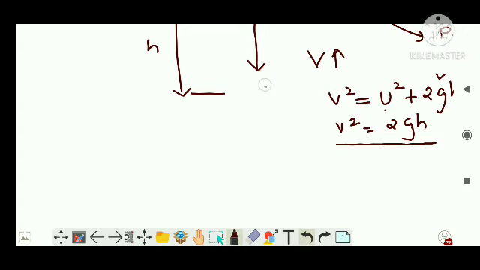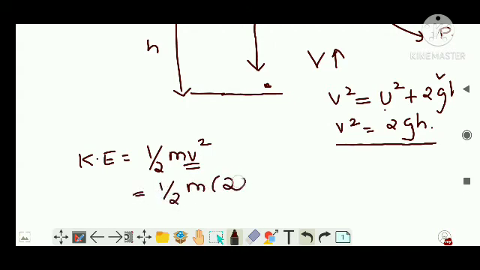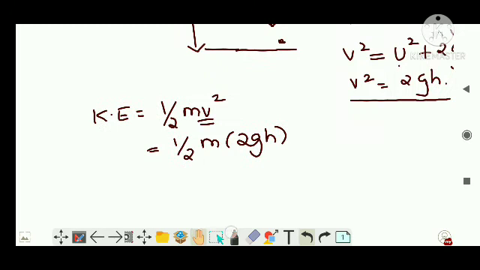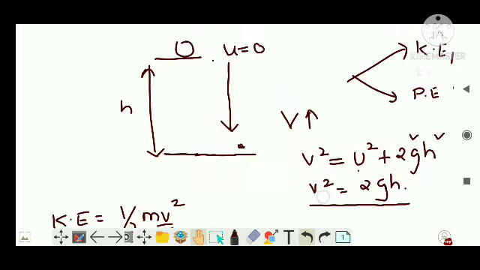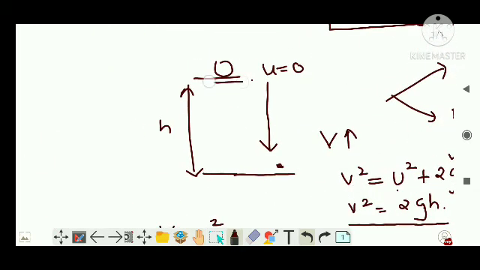Now let's say there is a point just before the ball strikes the ground. At that point, what will be the kinetic energy? Kinetic energy will be half mv squared. Substituting for v squared from here, it becomes half m into 2gh. Can I cancel 2? Yes, you get mgh. Remember, in this scenario, when the ball was up there, it had potential energy equal to mgh.